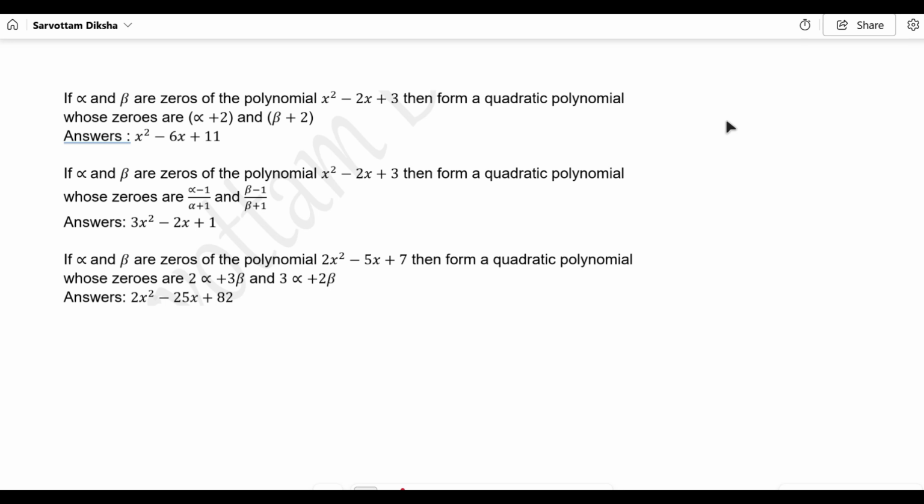See, these are a few more questions of the type we just discussed. Take a screenshot, try it, and let me know in the comment box whether you are getting correct answers or not.